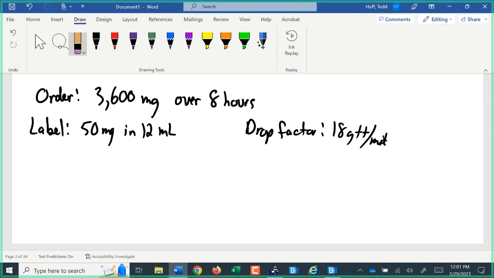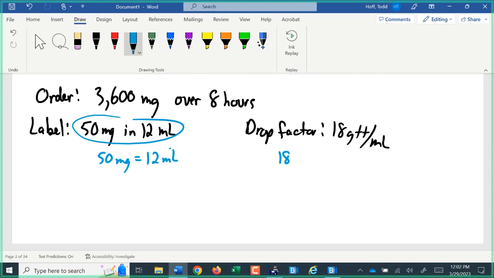Now remember, we've said this before, every rate is an equivalency. So this here, 50 milligrams in 12 milliliters, is saying that 50 milligrams is equivalent to 12 milliliters of fluid. So every 50 milligrams of medication is carried in 12 milliliters of fluid, or the other way around, every 12 milliliters of fluid carries 50 milligrams of medication. The drop factor looks a little different, but it works the same way. That is saying it takes 18 drops to equal 1 milliliter of fluid. Or again, the other way around, 1 milliliter of fluid is equal to 18 drops.